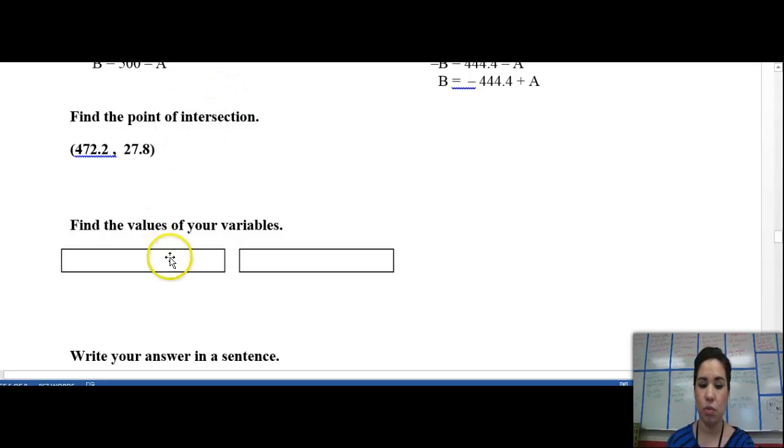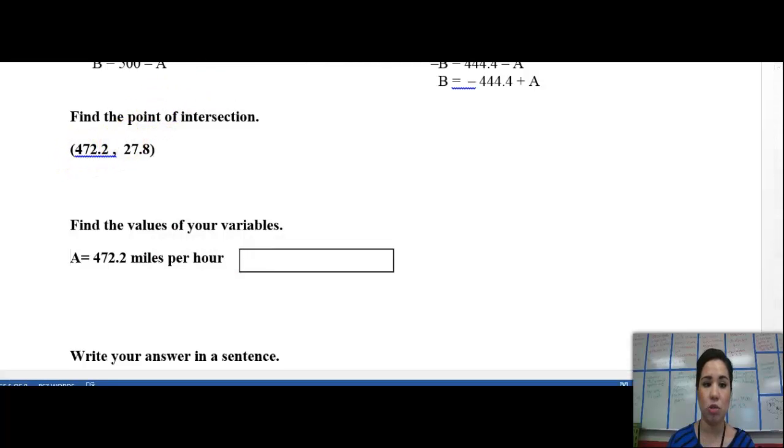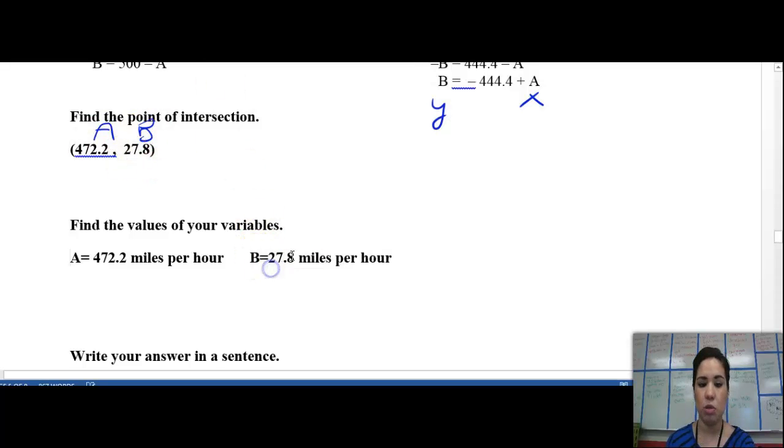So we need to find, what do these values mean? We're talking about 472.2 because that was A, and this is B. Based on this equation, this is x and this is y, so that's why I set it up like that. So that's the speed of the airplane. This is the speed of the wind. So the wind was traveling at 27.8 miles per hour.